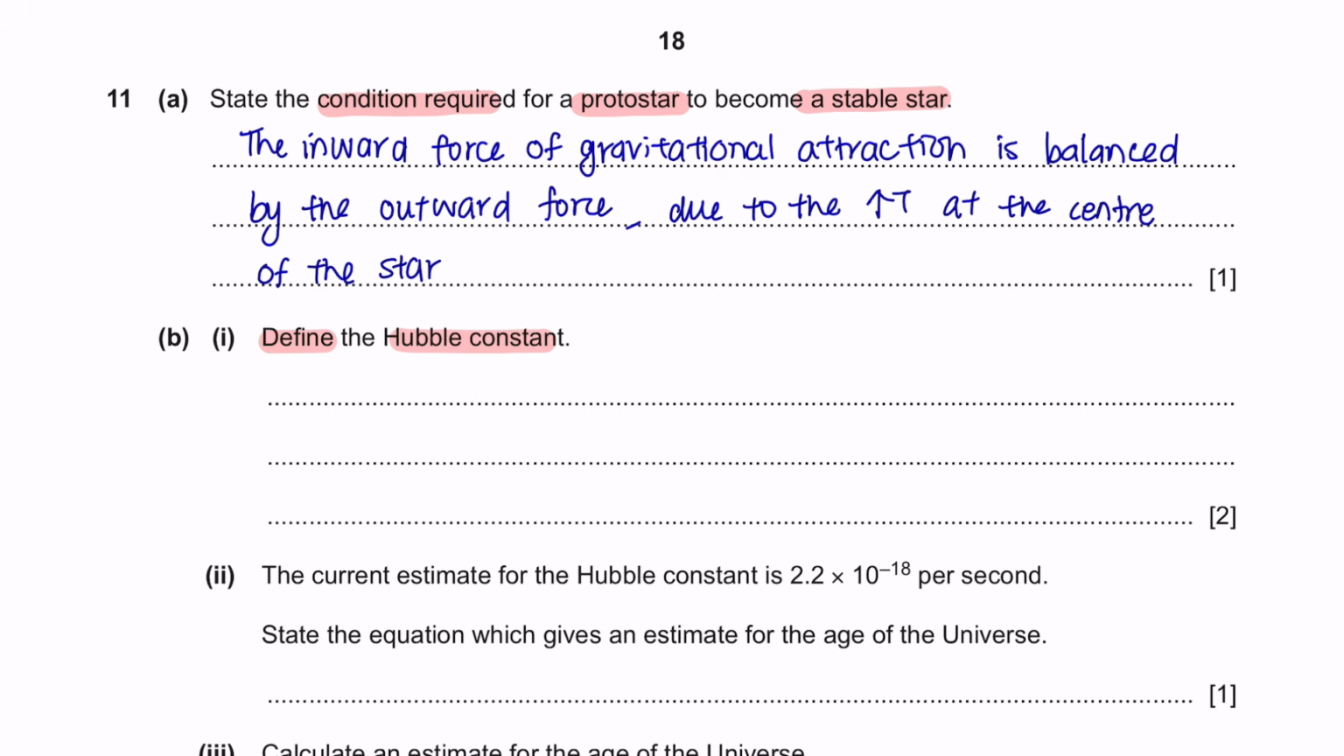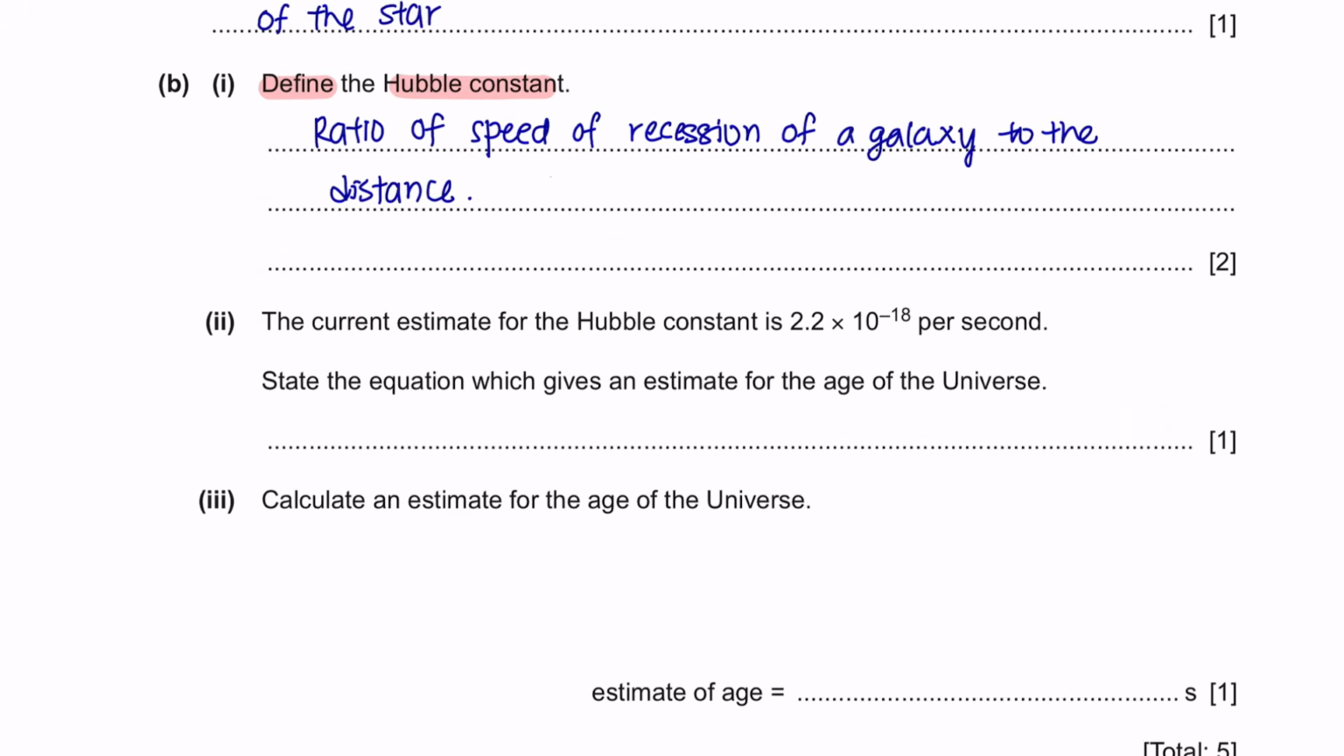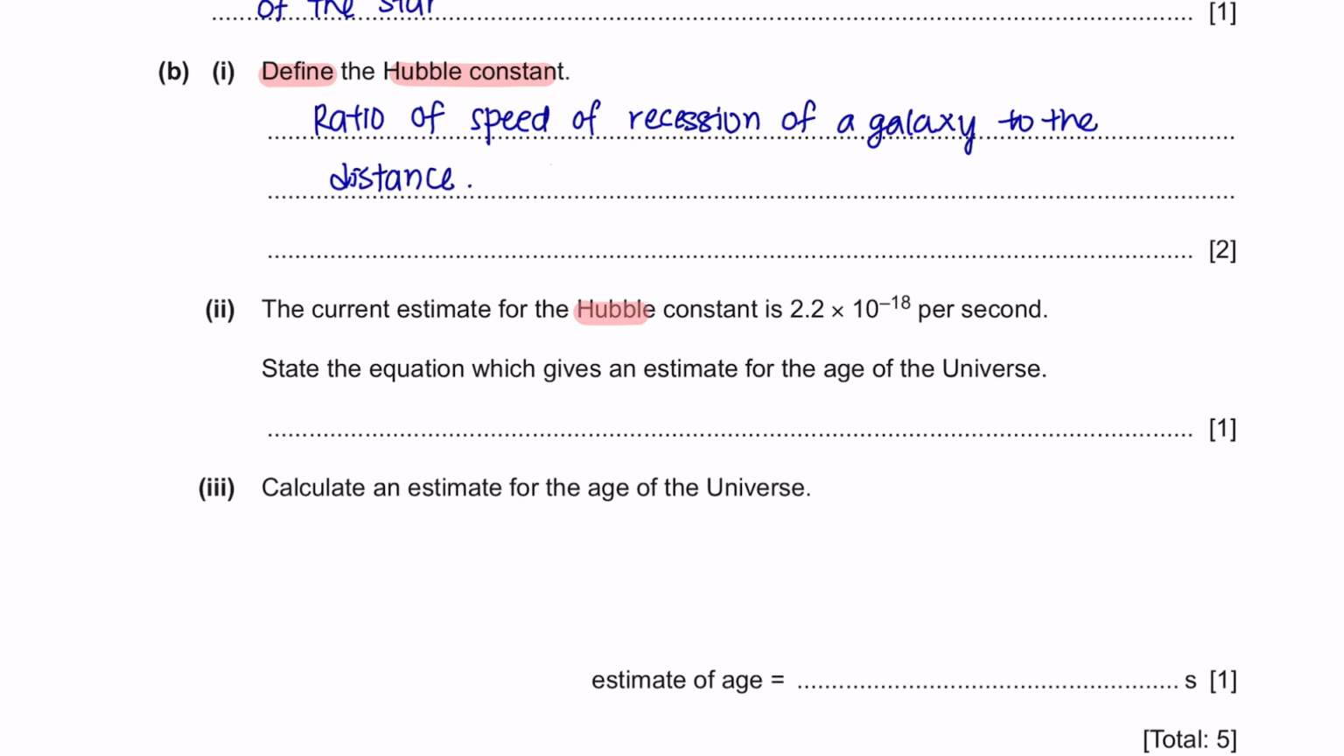Define the Hubble constant. Hubble's law states that the further away a star is from the Earth, the faster it is moving away from Earth. So the Hubble constant is actually the recession velocity over its distance. Part 2. The current estimate for the Hubble constant is 2.2 times 10 to the power of negative 18 per second. State the equation which gives an estimate for the age of the universe.